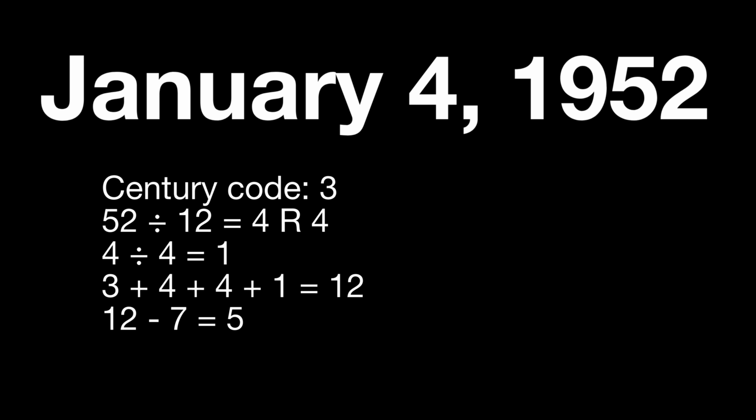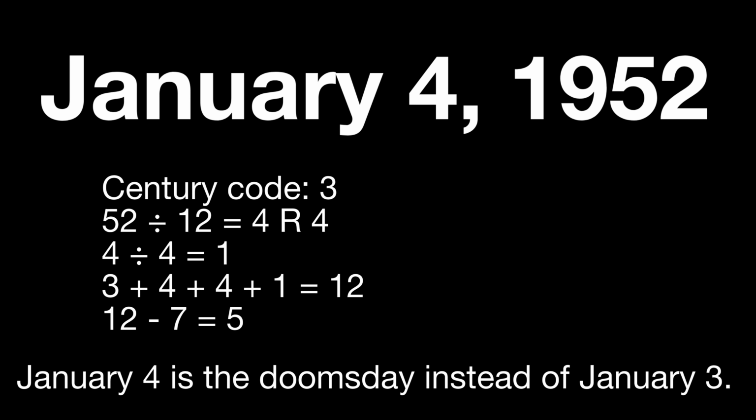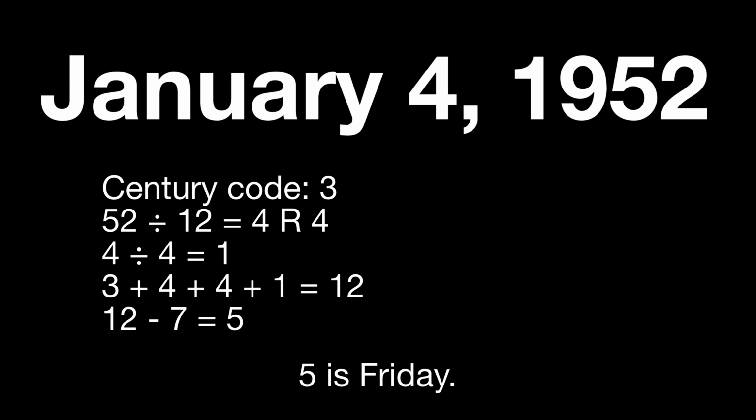Here's the last example. January 4, 1952. The century code is 3. 52 divided by 12 equals 4 and 4. 4 divided by 4 equals 1. 3 plus 4 plus 4 plus 1 equals 12. And then subtract 7 from 12. That gives 5. Since 1952 is a leap year, we use January 4 as a doomsday instead of January 3. It's a Friday.